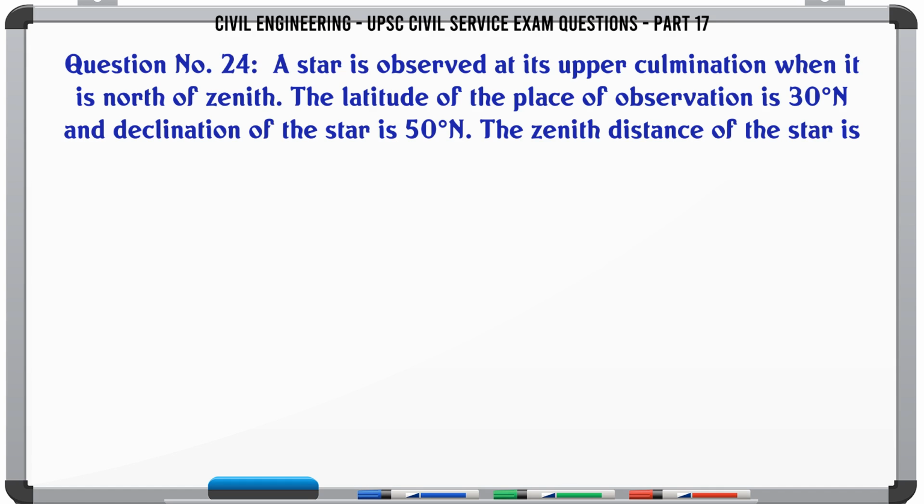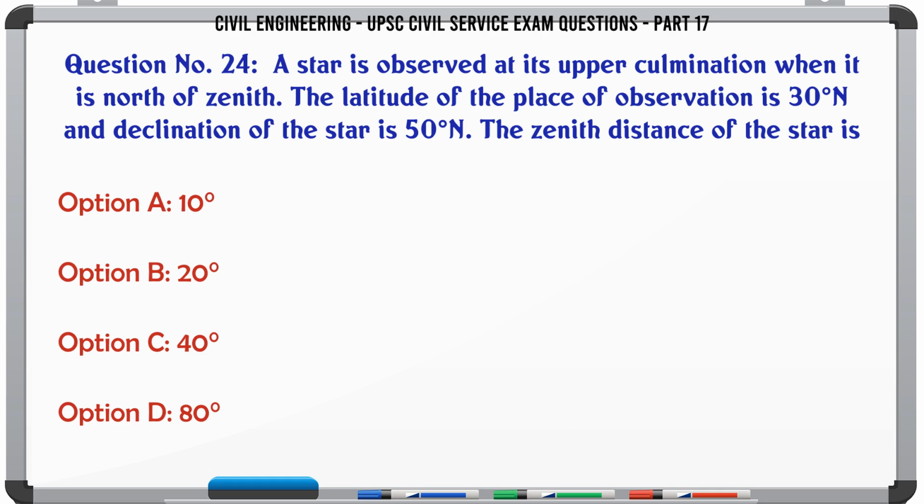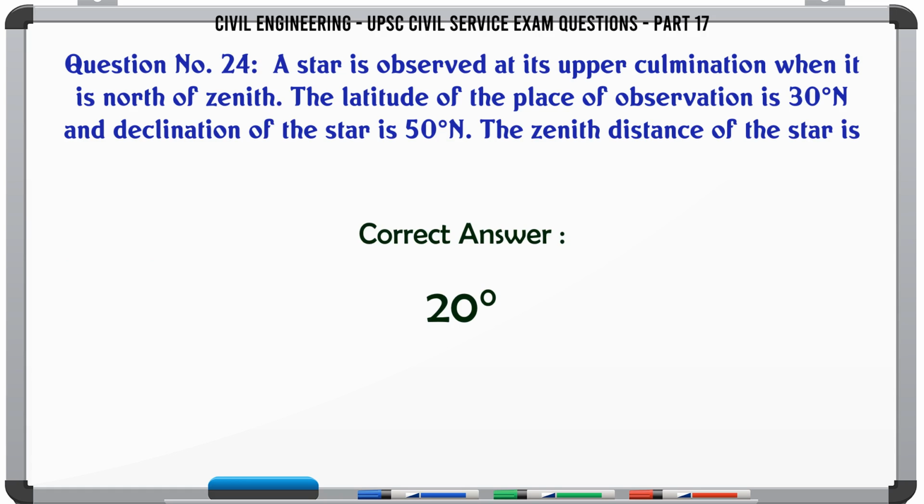A star is observed at its upper culmination when it is north of zenith. The latitude of the place of observation is 30° N and declination of the star is 50° N. The zenith distance of the star is A. 10, B. 20, C. 40, D. 80. The correct answer is 20.